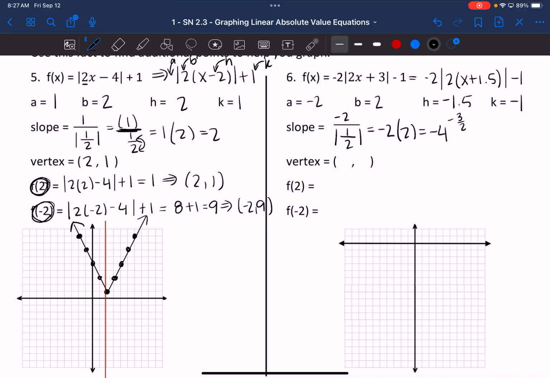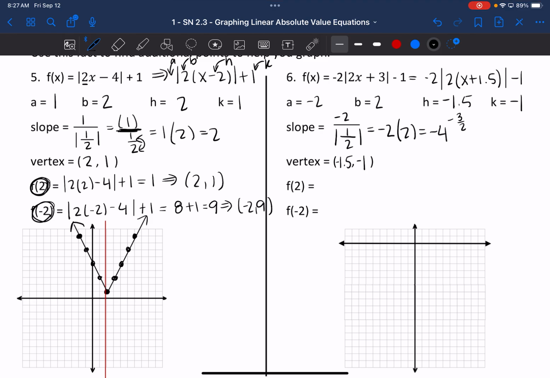So what do we end up with for our slope? So now that we know our slope, the only other thing we have to graph is the vertex. And where would our vertex be? Good. And then if we wanted to, instead of having to use our slope, now it's not so bad when it's negative 4, right? The points are a little more spread out. But we can use f of 2 and f of negative 2 to find some extra points for us to plot and then just mirror them.